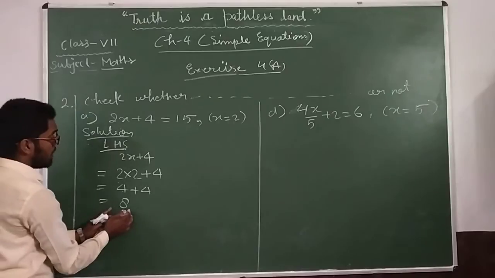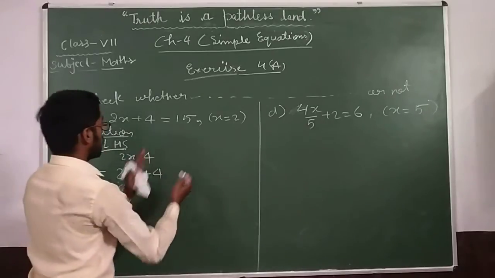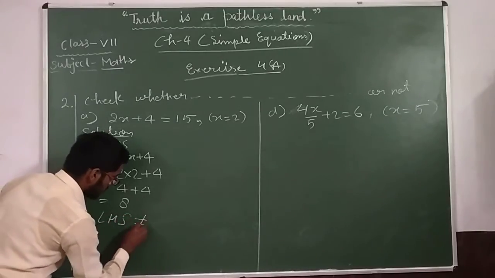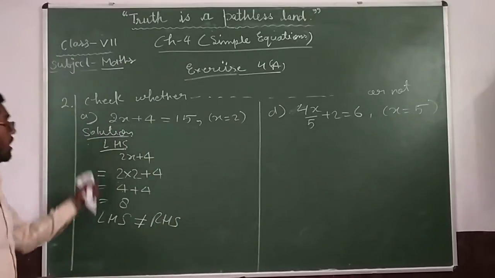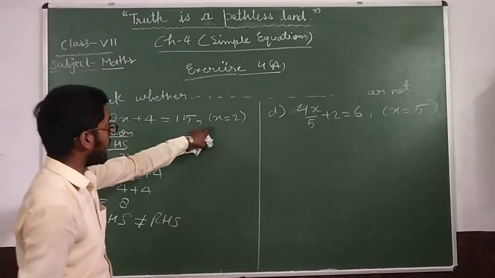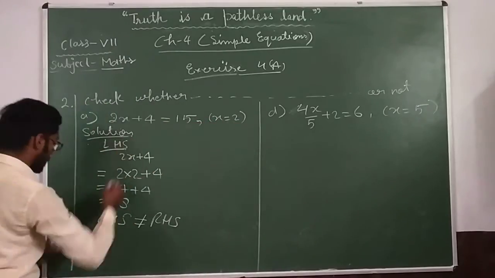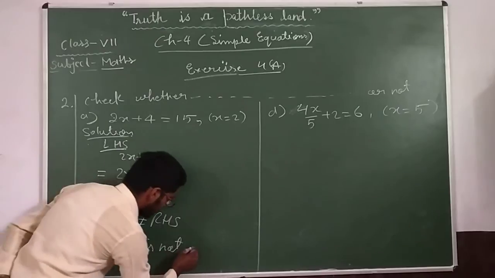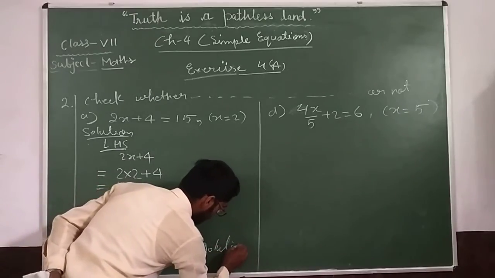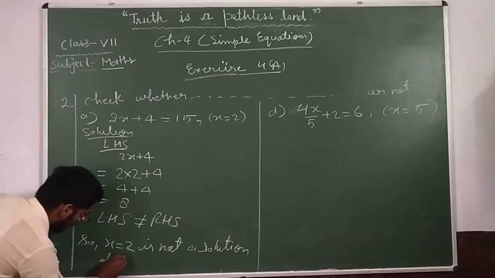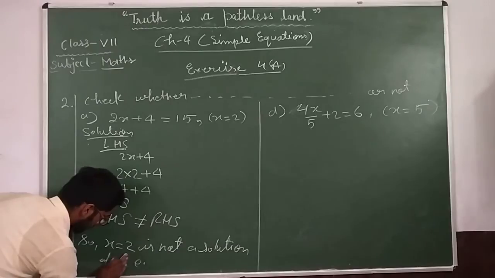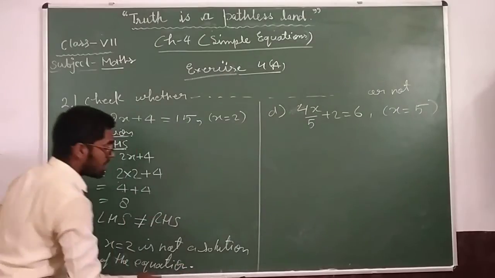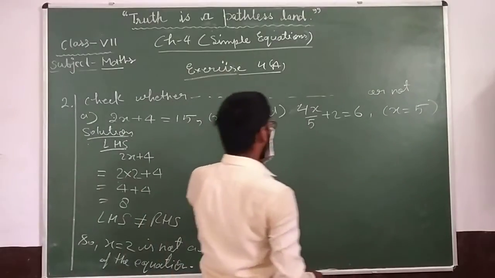So you can see LHS is not equal to RHS. If LHS is not equal to RHS, then it means x is equal to 2 is not a solution of the equation. Clear? Hence proved.